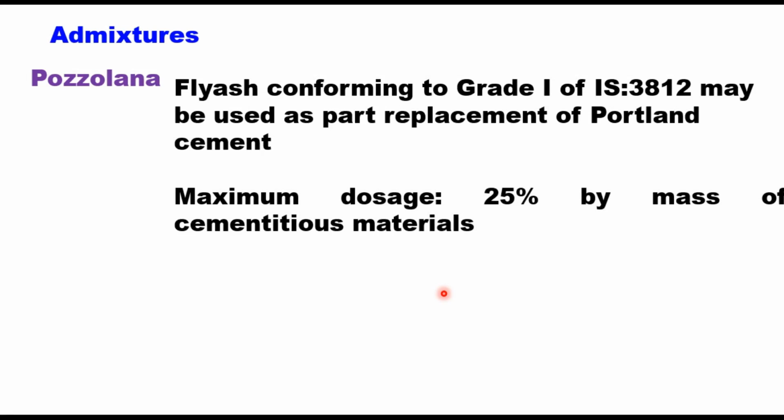As I told you earlier, IRC permits use of mineral admixtures as part replacement of cement in pavement quality concrete, and one such admixture is fly ash, that is pozzolana. Fly ash conforming to grade 1 of IS 3812 may be used as part replacement of Portland cement. Maximum dosage as specified is 25% by mass of cementitious material.